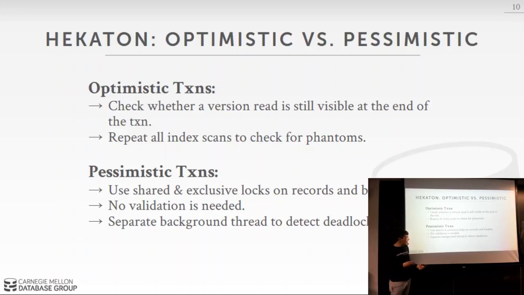We'll use shared and exclusive locks on the records as well as the hash table buckets. This is one way they avoid phantoms: all the data is logically ordered in these blocks, and I know how to lock a block to prevent somebody else from inserting an entry that I scanned, because you know where the insert would go. So you don't need additional validation. And they're doing deadlock detection-based two-phase locking. So we need a separate background thread to periodically look at the waits-for graph, decide whether two threads are deadlocked on each other, and then break them up.